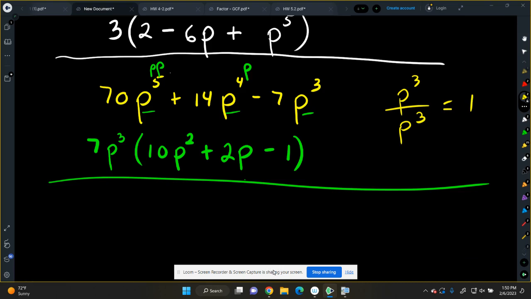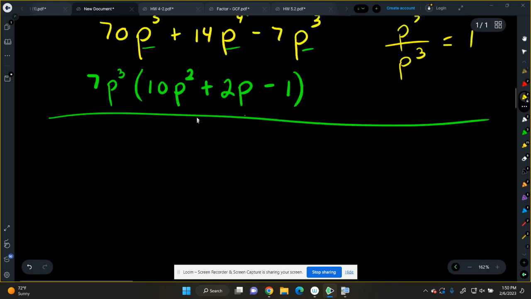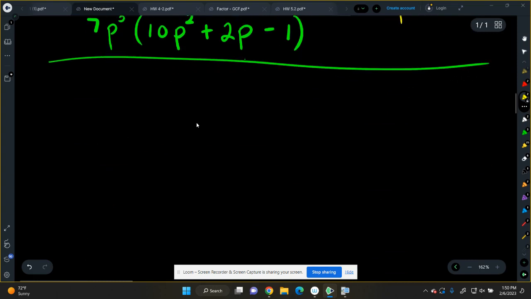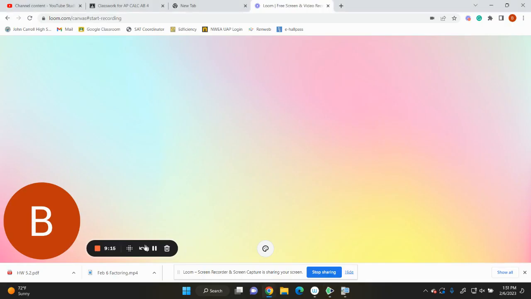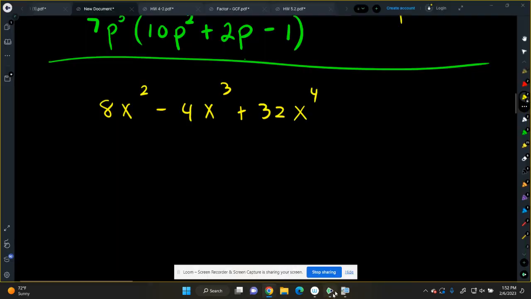Okay, how about this one? How about 8x squared minus 4x to the 3rd plus 32x to the 4th. I want you to do that one by yourself. We start off by looking at the numbers. What's the biggest number I can take out of all 3 of them? 4. I'm going to take a 4 out.